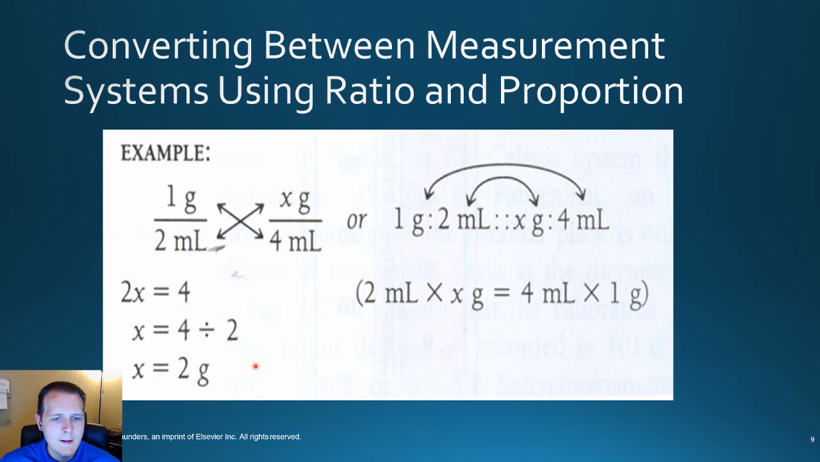Fairly straightforward. Here, if you remember, we're going to do the extremes have to equal the means, where 2 mLs times x grams has to equal the same as 1 gram times 4 ml. And again, doing the same thing, just dividing out 2 by both sides, you're going to get the same exact answer there. Again, 2 ways to tackle the same exact problem, you get the same exact answer.